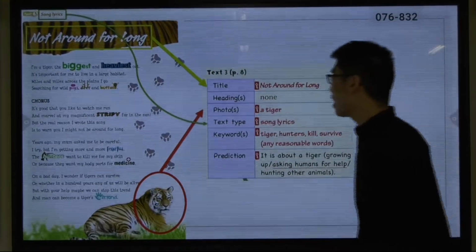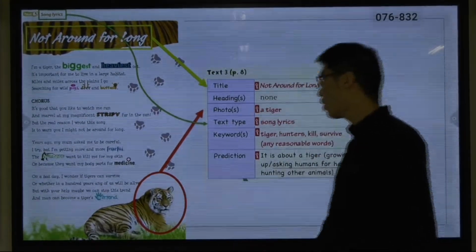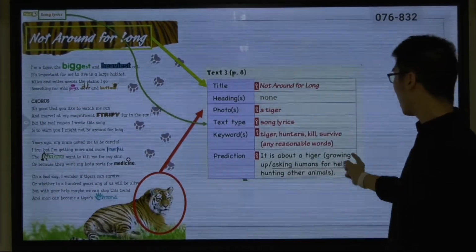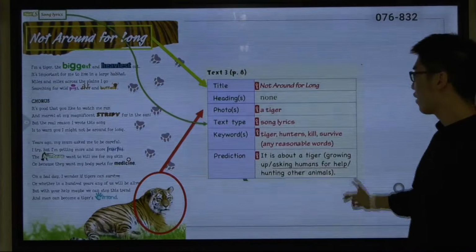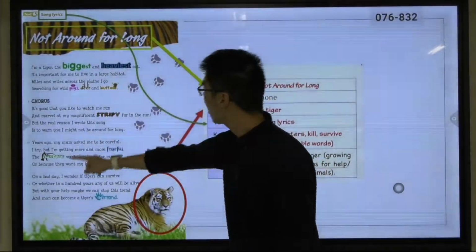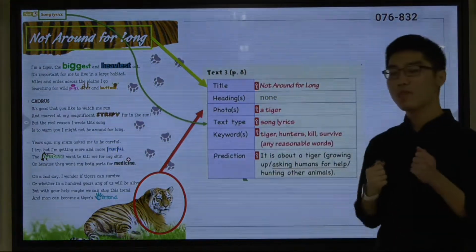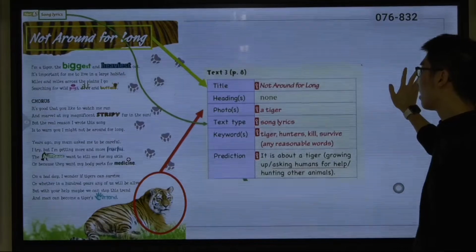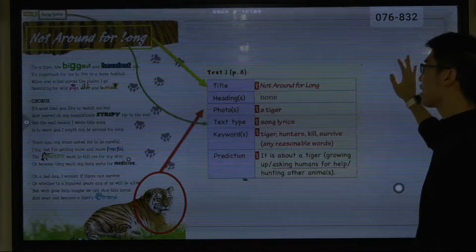So for the prediction, you can see a little tiger right here, and then this is about what? A tiger growing up or just asking for help. You can see medicine, hunters, and then hunters will kill the tiger, so it's asking for help. Okay, so I will pass the next part to Ken. Okay.